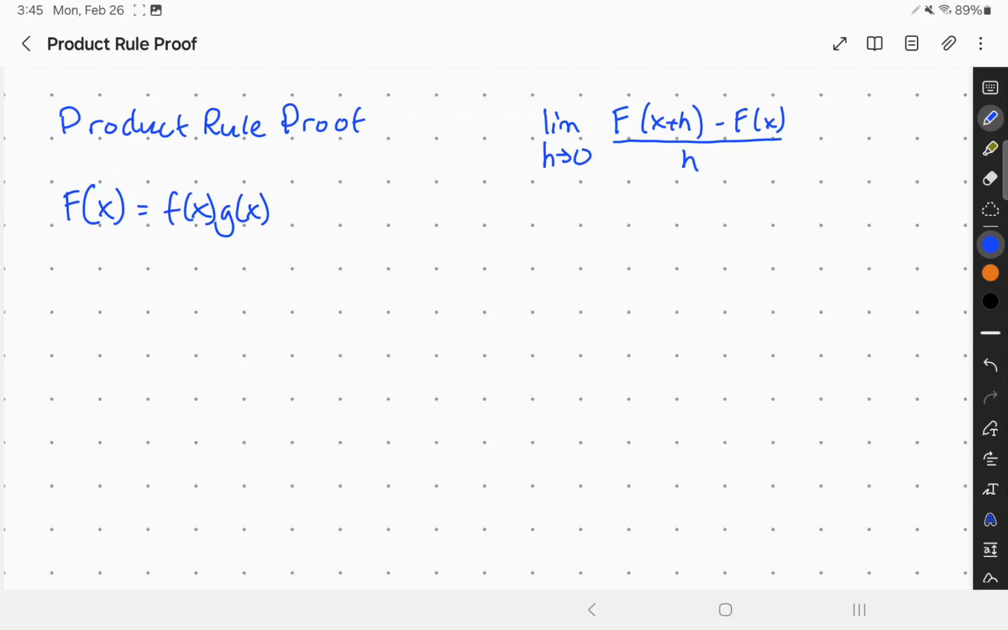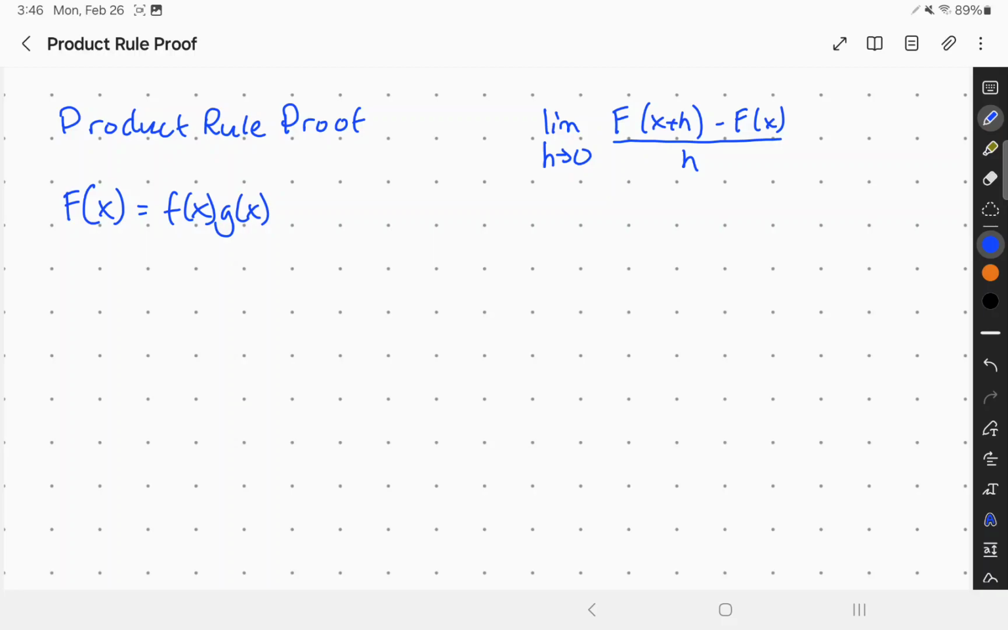So we're going to need the limit definition of a derivative, which is the limit as h goes to 0 of capital F of x plus h minus capital F of x divided by h. And in this particular case, I am setting capital F of x equal to lowercase f of x times lowercase g of x. So that is my product.